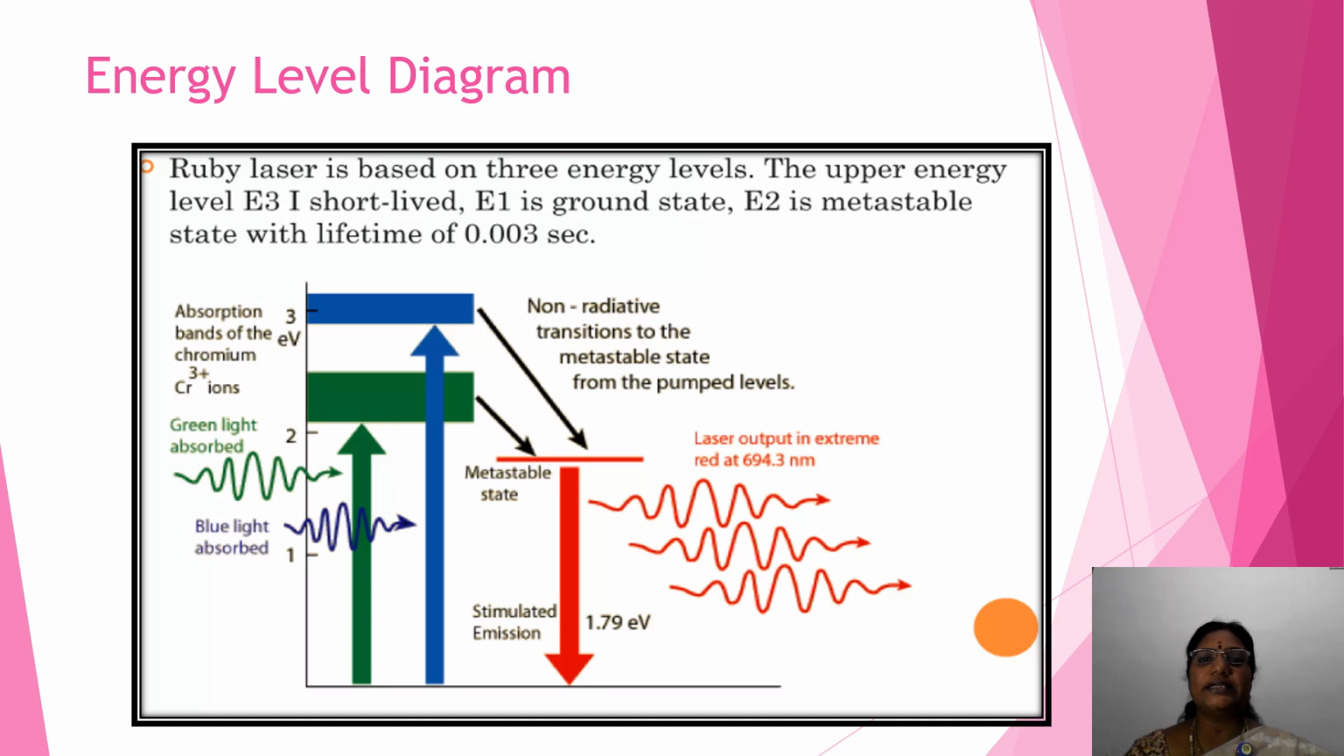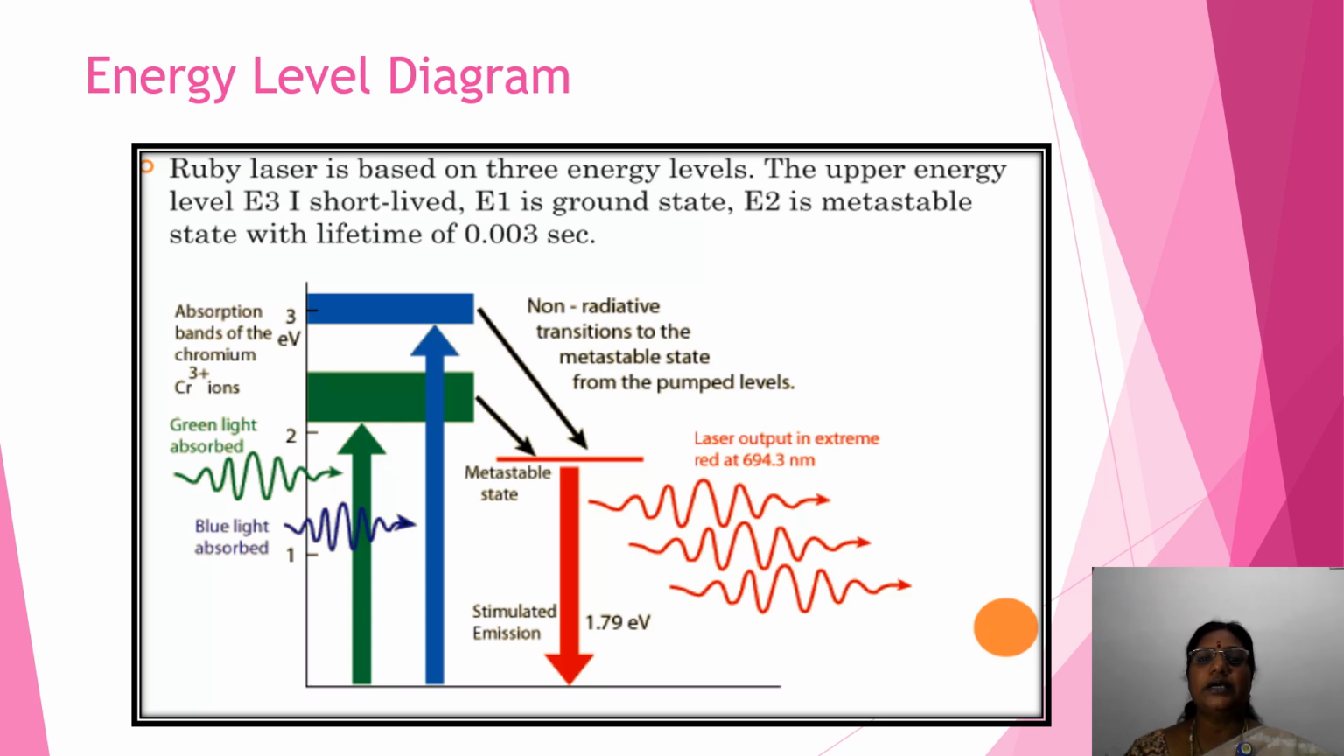Let us assume that initially most of the electrons are in the lower energy state E1 and only a tiny number of electrons are in the excited states E2 and E3. When light energy is supplied to the laser medium, that is to the ruby crystal, the electrons in the lower energy state or the ground state E1 gain enough energy and jump into the pump state E3.